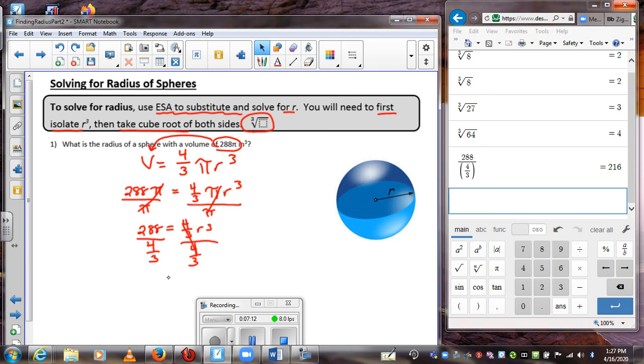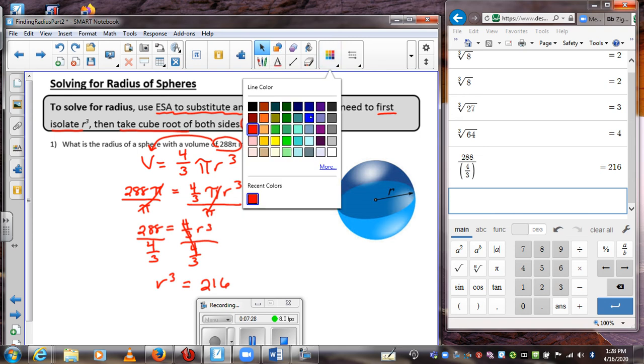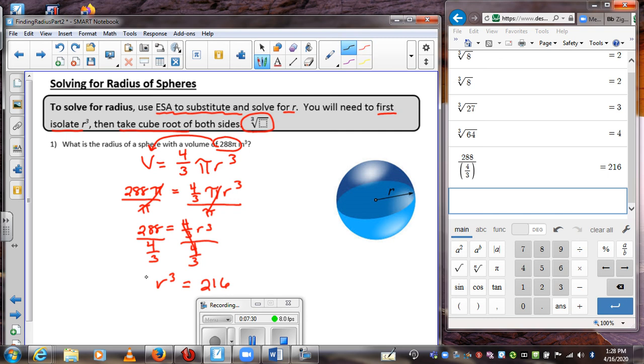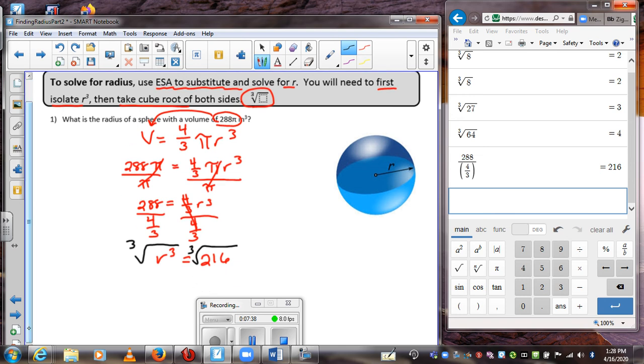So that means r cubed is equal to 216. Now I need to take the cube root of both sides, because the opposite of cubing a number is the cube root. So be careful when you write this. I'm going to take the cube root of both sides. I have to put the 3 in there. Without the index of 3, it's technically the square root, so be very careful. So now I'm going to go back over to my calculator and hit my cube root button. I have to put my index in, and then I'm going to put my 216 in.